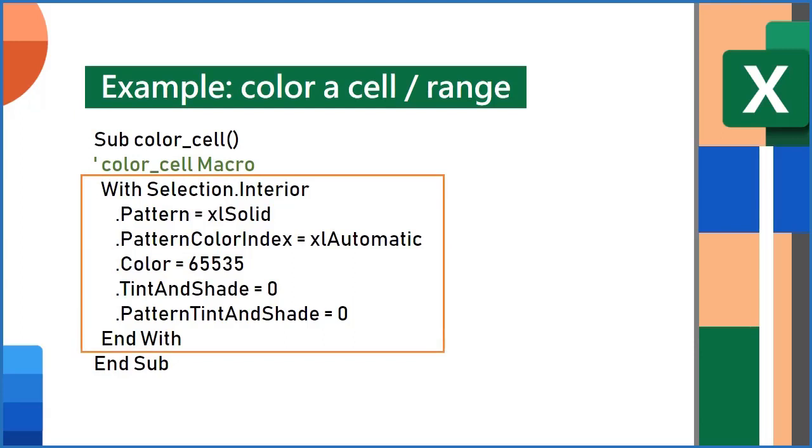Then, there is a block of code between With Selection.Interior and End With. This code applies to the interior, which means the background, of the currently selected cells. Pattern = xlSolid sets the pattern of the cell background to solid. PatternColorIndex = xlAutomatic sets the pattern color to automatic. Color = 65535 sets the background color of the cell. The number 65535 represents yellow in Excel's color system. TintAndShade = 0 and PatternTintAndShade = 0 set the tint and shade of the pattern to 0, meaning no additional tint or shade is applied to the color.